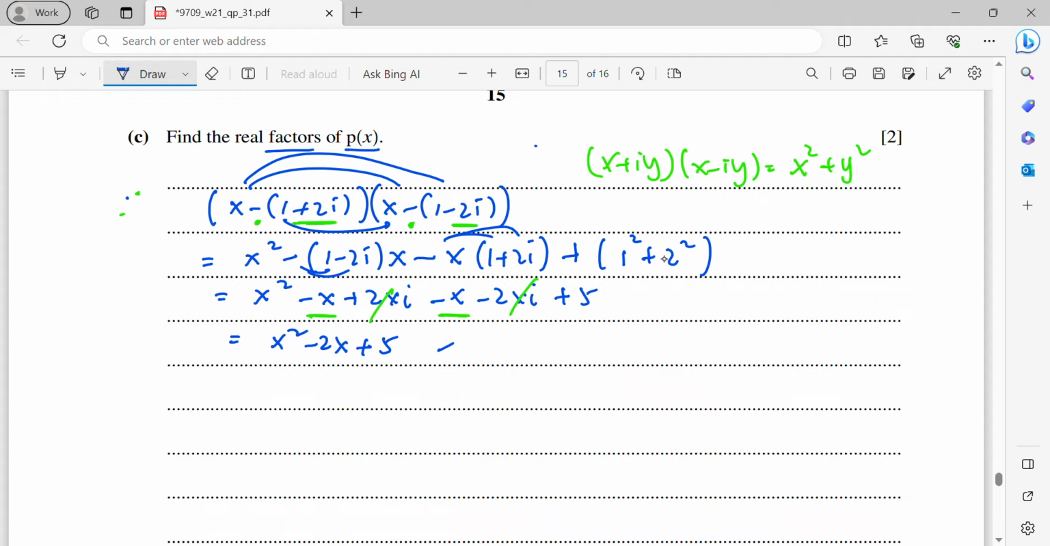And then I need to get real factors. So the other factor can be found using division.